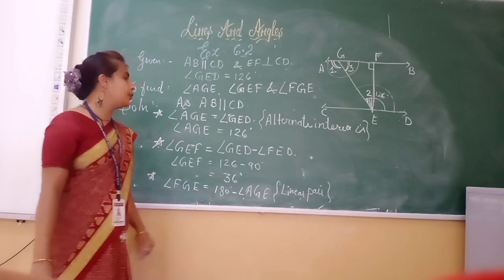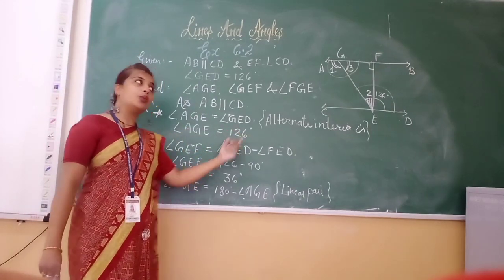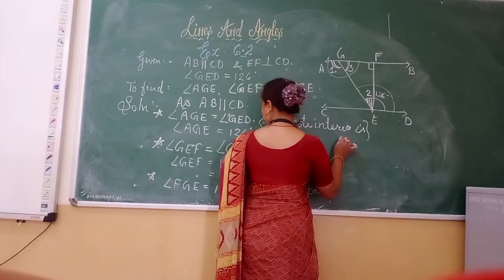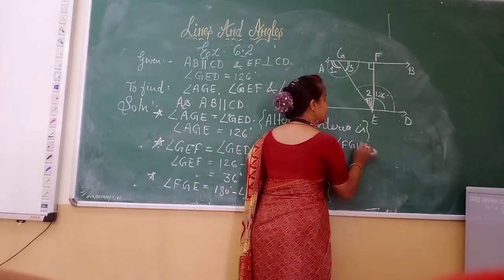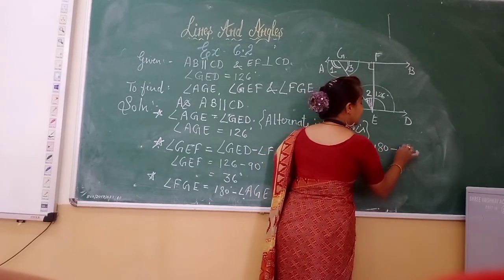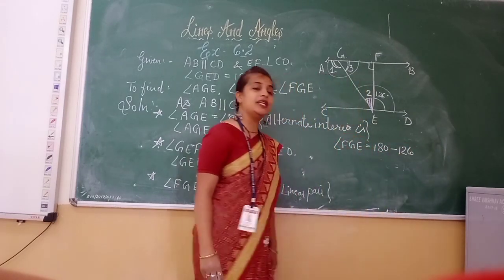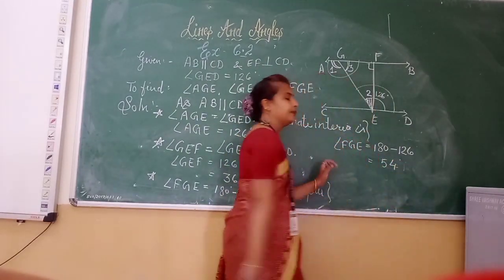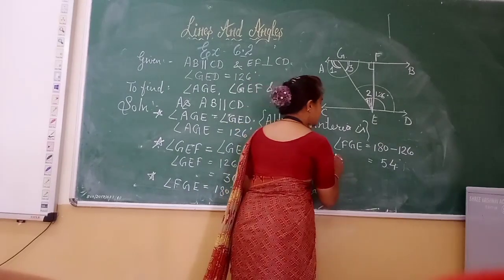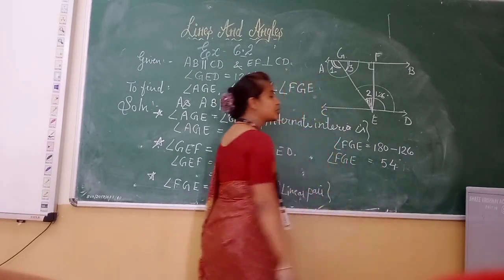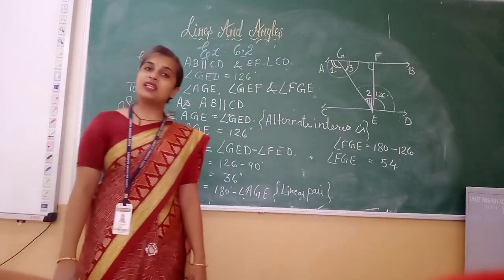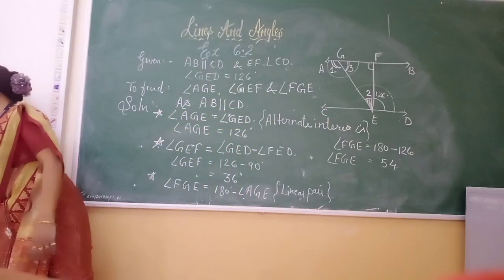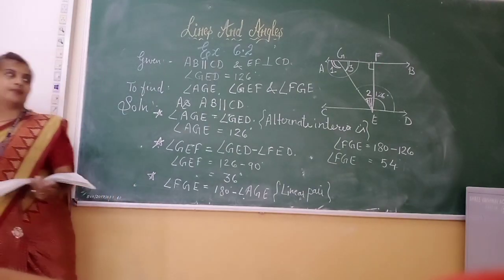अब angle 1 की वैल्यू हमारी क्या फाइंड हुई है? That is 126 degree. So this will be equal to 180 minus 126. Angle FGE, 180 minus 126. What is 180 minus 126? It is 54 degree. So the answer of FGE is equal to 54 degree. Clear to all of you? Okay. Next question.